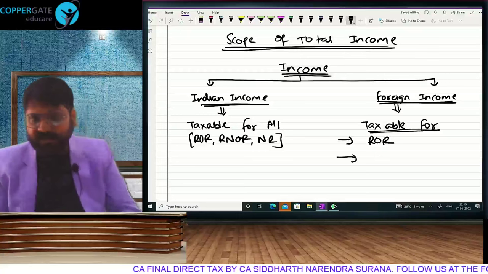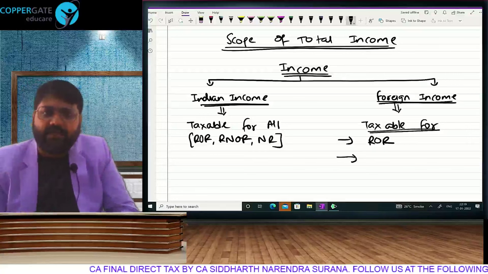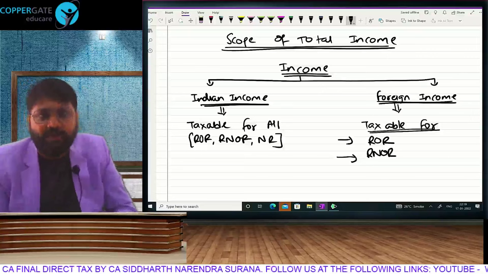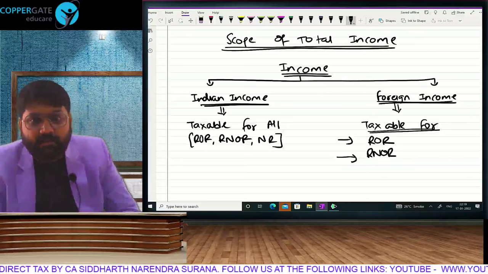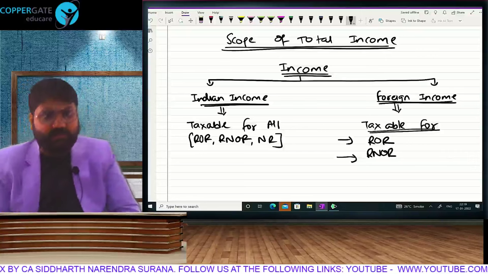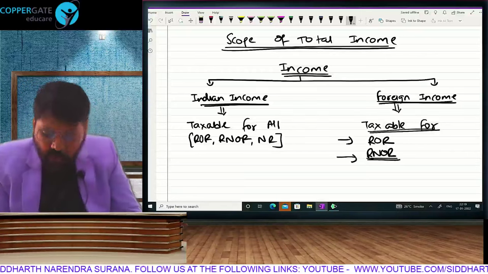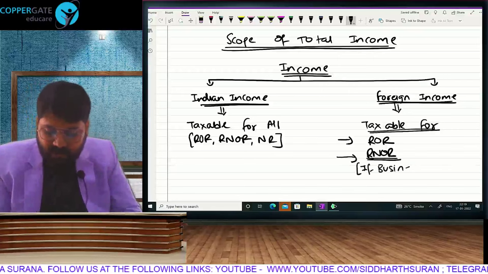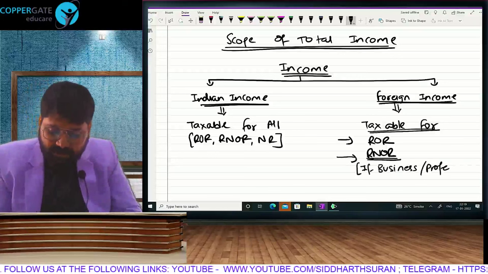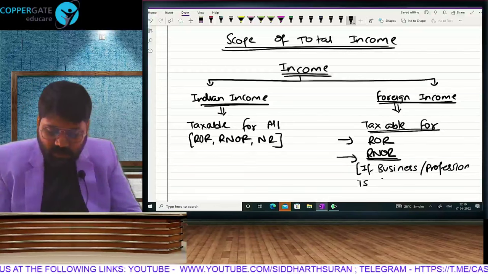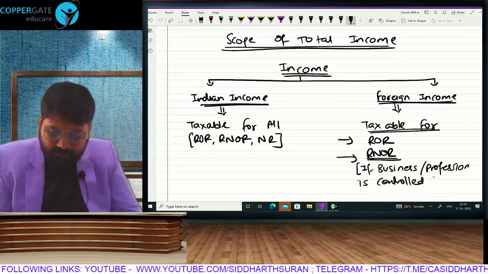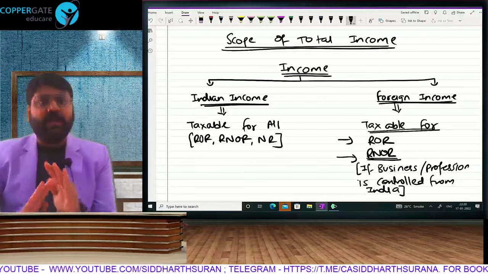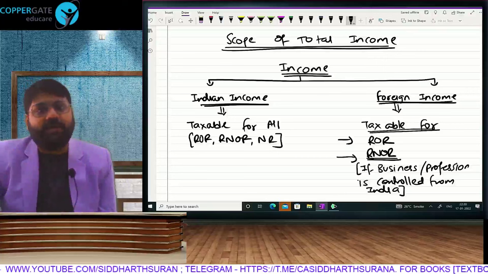But there is one difference, and this is going to answer that doubt Sukena of yesterday, that if you are RNOR, you have to pay tax on foreign income. Because are you a resident? Even if not ordinary, but are you a resident? Yes. You have to pay tax, but only and only if the business or profession is controlled from India. Only if the business and profession is controlled from India. Other than this, RNOR will not pay tax on any foreign income.